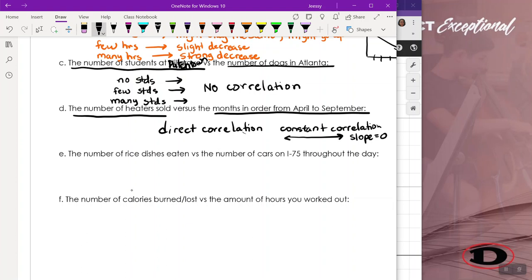All right, what do you predict will happen to the number of rice dishes that you eat versus the number of cars on I-75 throughout the day? All right, so the number of rice dishes that you eat versus how many cars you have on the highway. No, we're not comparing quantity. We're asking, is there a relationship between those two data sets? Yes, there is no relationship, no correlation.